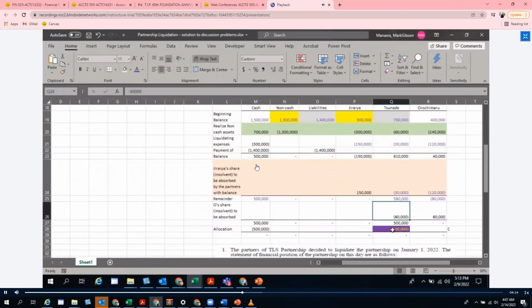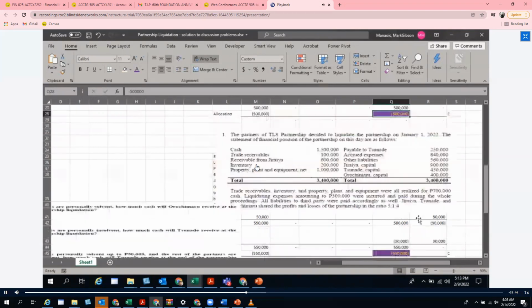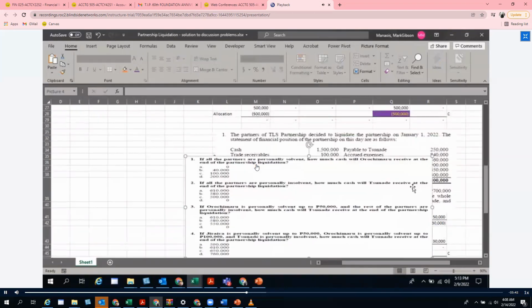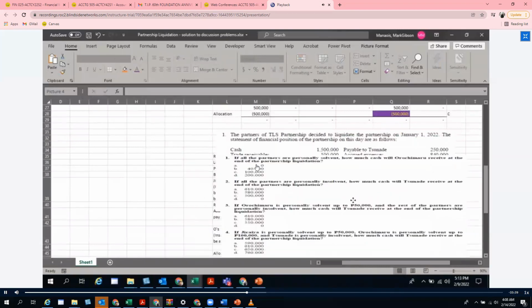So the allocation at the end of all the procedure would be 500,000 pesos for Tsunade. So ganun talaga ang partnership. Actually this will be discussed in full, yung order of priority in your partnership law. So kaya palagi ko sinasabi this is procedural, and of course, this is also based on the application of relevant partnership laws. So in this case, class, the answer to requirement number 2 would be letter C, 500,000.